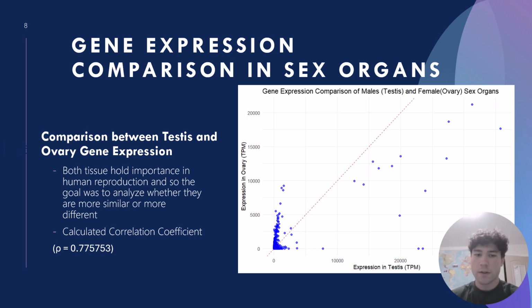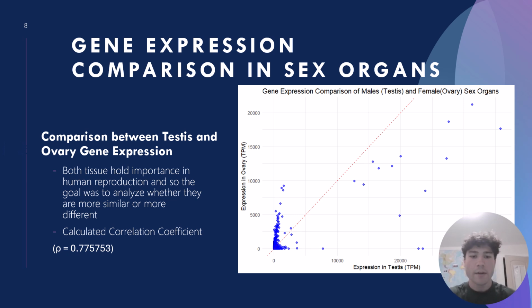You're not seeing too many points line up on that identity line, and points lining up on that identity line would indicate very similar expression profiles, but that's not really what you're seeing here. Mostly you're seeing this group of genes that are expressed in the testes at a low expression value, and hardly any expression in the ovaries. And then you also see a couple genes that are highly expressed in the ovaries, but almost zero expression in the testes.